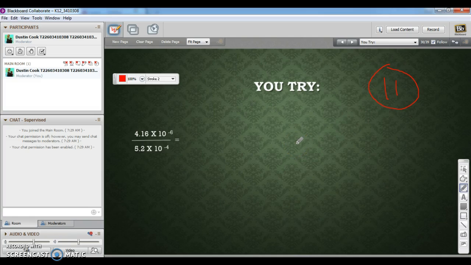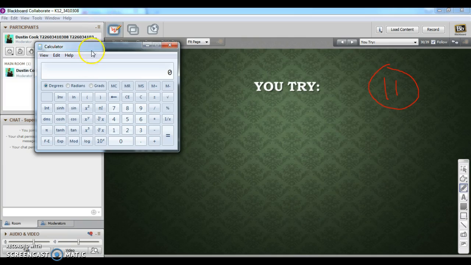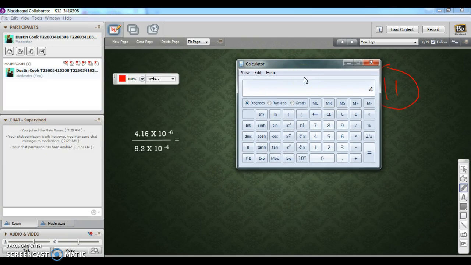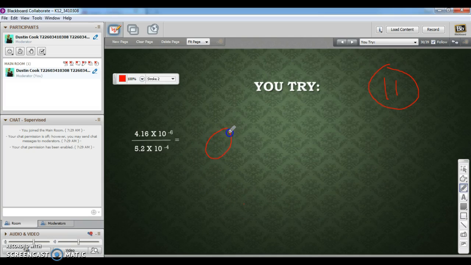Okay, so for time's sake, I'm not going to draw all this out, but hopefully what you did was 4.16 divided by 5.2 to give you 0.8. So 0.8 times 10 to the negative 6 minus negative 4 is the same thing as negative 6 plus 4, which gives us negative 2. Negative 2, but we have to move that over by subtracting another 1. So 8 times 10 to the negative 3 should have been your final answer.